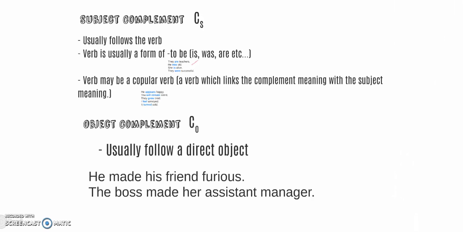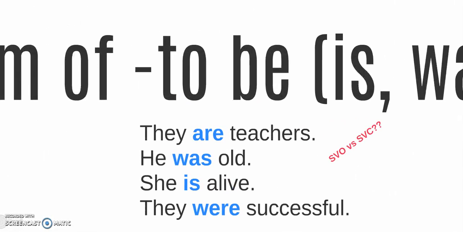So that's the first type of complement, and the way we annotate this is by a C and a small s down to the side, and that is because that particular complement complements the subject of the sentence. So to identify this, it usually follows a verb, and the verb is usually in the form of to be, so like is, was, were, are. So let's just have a look at a few examples of that.